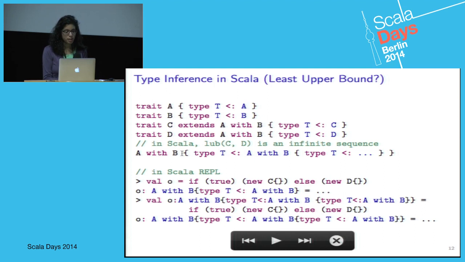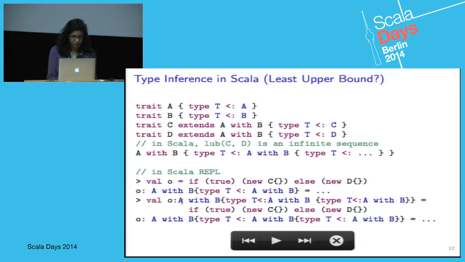So you can say, okay, well, it's A with B, right? They both have A with B. And then for the type member T, it's upper bounded by A with B again. And then for this type member T, you can keep going like this. And if you ask Scala, it will just give you an arbitrary truncation of this type. So here it just said, okay, I computed that T is upper bounded by A with B. But then manually, you could actually go further.